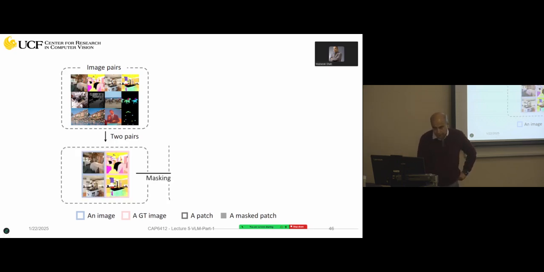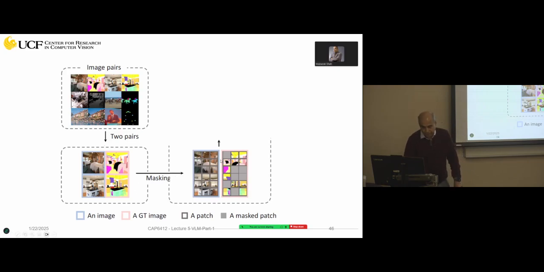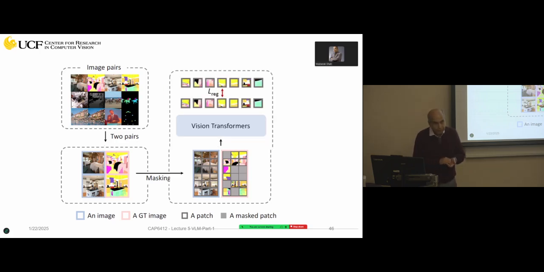So from this, you take two pairs, say this and this, and put them in one image. And then do masking. So randomly, you mask those patches. This is the way the masked image autoencoder works, right? So then you try to learn those using a vision transformer. So these are the missing patches, and these are the ground truth, and this is what it has to predict. So basically you learn the vision, and that's it.